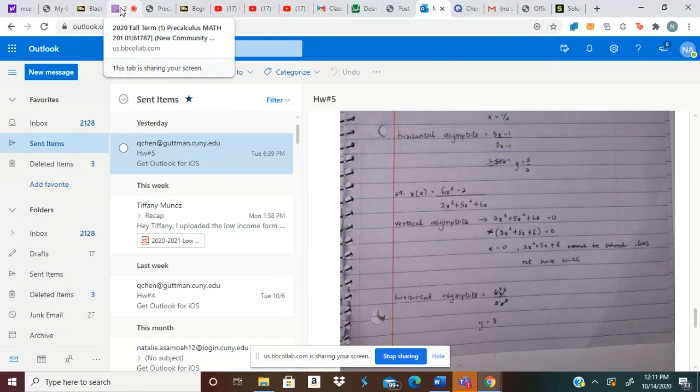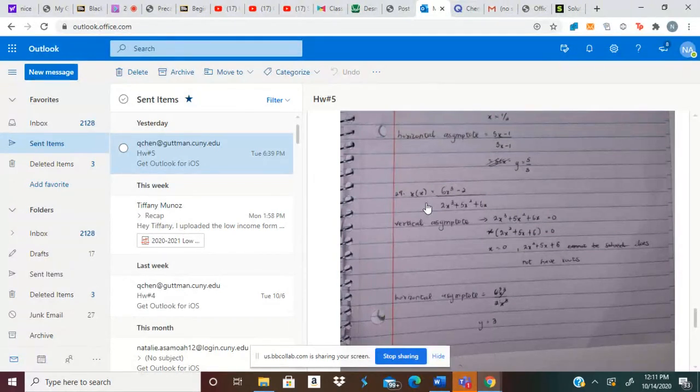Okay, let me ask you one question. How do you know the second factor, 2x squared plus 5x plus 6, has no root? Okay, first because I couldn't solve it, and then I actually tried solving it somewhere, and it didn't have any root.